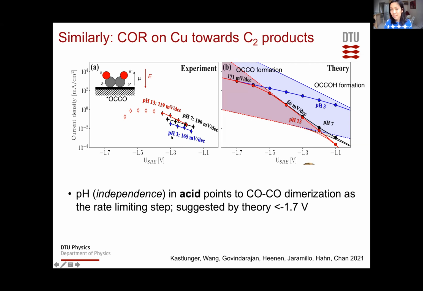But all in all, we do have a similar pH dependence on copper, which again suggests that it's this adsorbate field interaction that is rate limiting for the process. And this is what we should focus our catalyst discovery efforts on stabilizing.